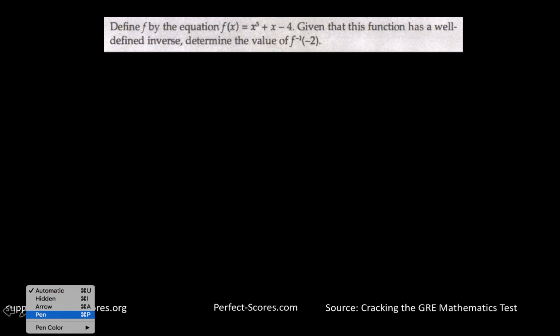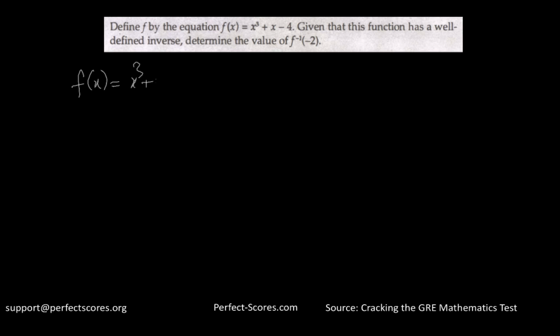So I have this question here. This question says define f by the equation this. Given that this function has a well-defined inverse, determine the value of this. So what I have to do is determine the value. First of all, f of x is equal to x cubed plus x minus 4 is equal to y, right? So we have to find f inverse of negative 2.